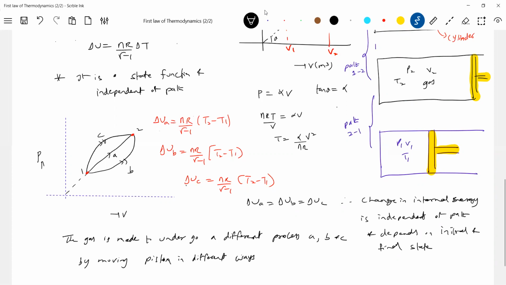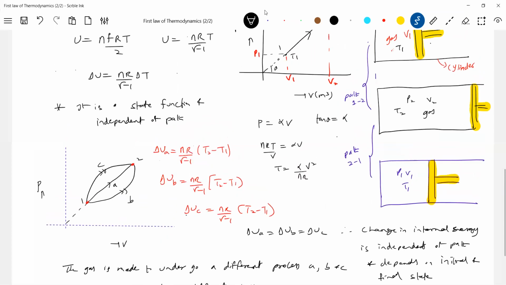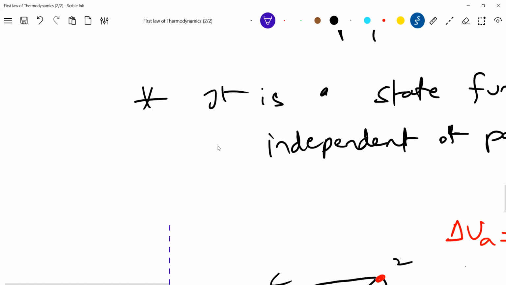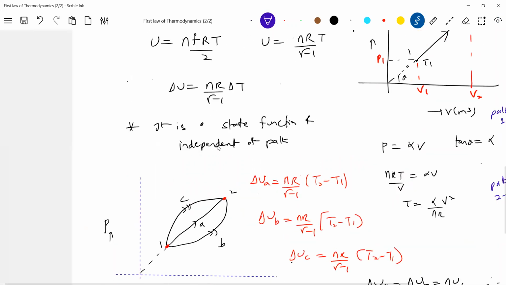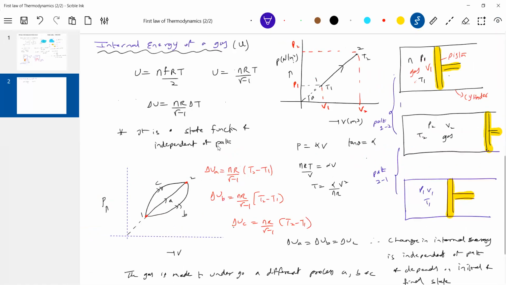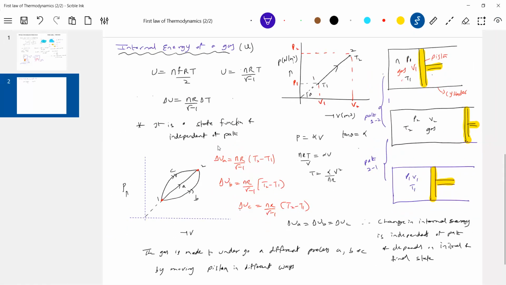If you can understand this, it'll be very easy for you, because in books we have only this diagram. Students don't know why the gas undergoes different processes by moving the piston in different ways. There's a core idea. In every problem, the background thinking should be there: a cylinder, a piston, and a gas. There's a gas, a conducting or non-conducting cylinder, and a piston, and we are going to move the piston.